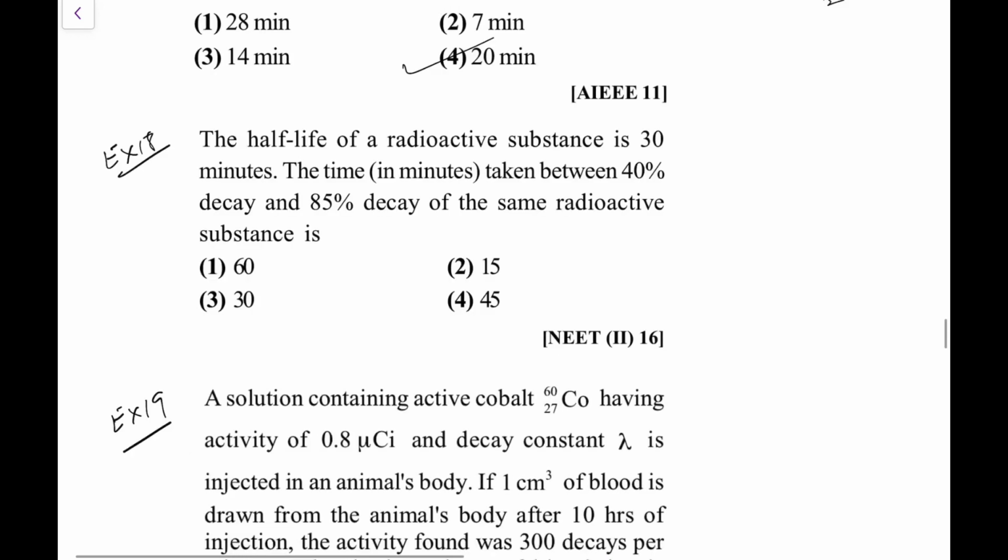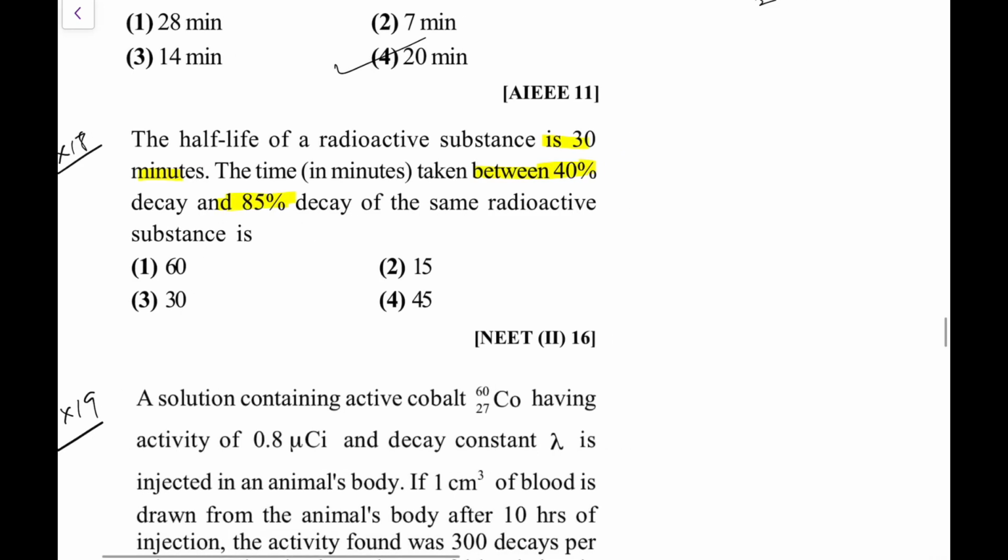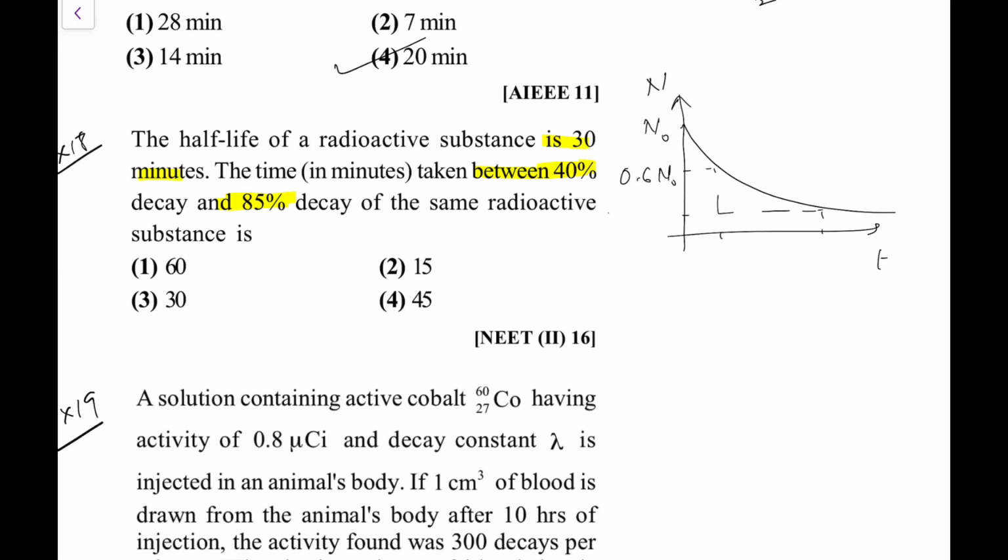Now, the half-life of a radioactive substance is 30 minutes. Find the time taken between 40% decay and 85% decay of the same substance. Again, this is the same concept that I was talking about above. 40% decay means the remaining would be 0.6 n naught. And 85% decay means the remaining will be 0.15 n naught. So if it is x, it becomes x by 4. That means this gap would be 2 t half, that is 60 minutes.